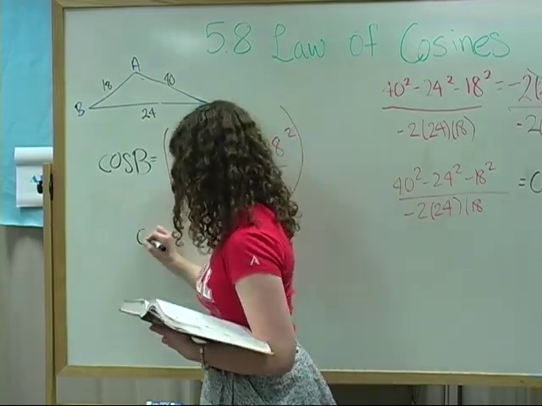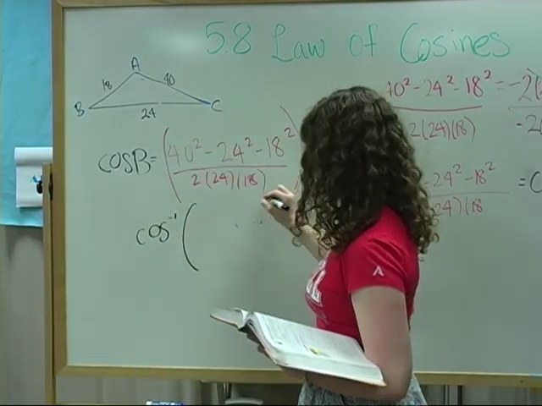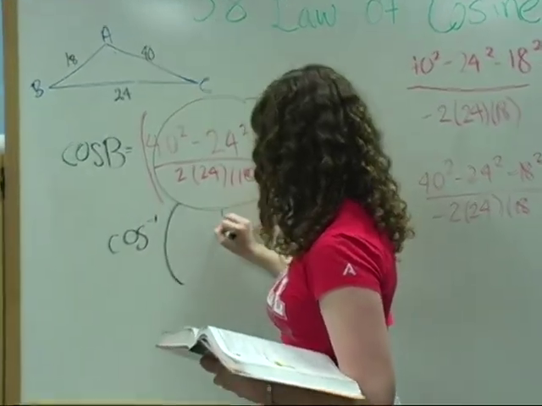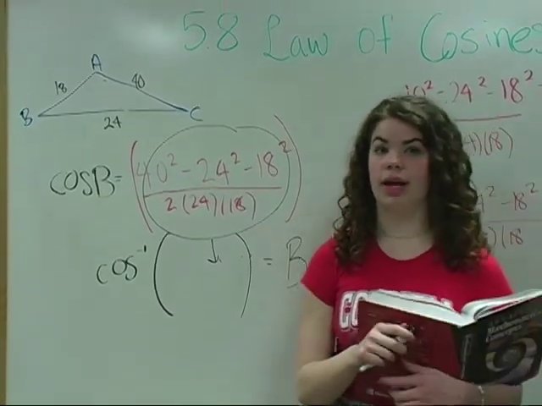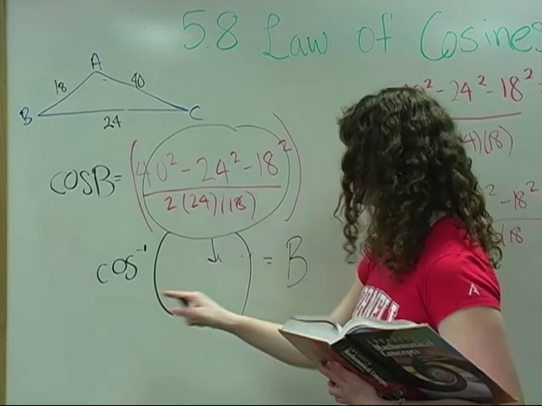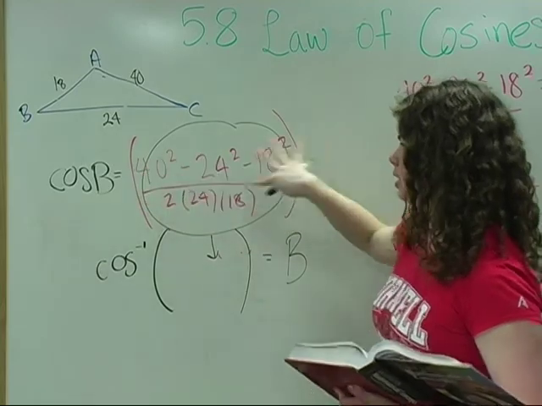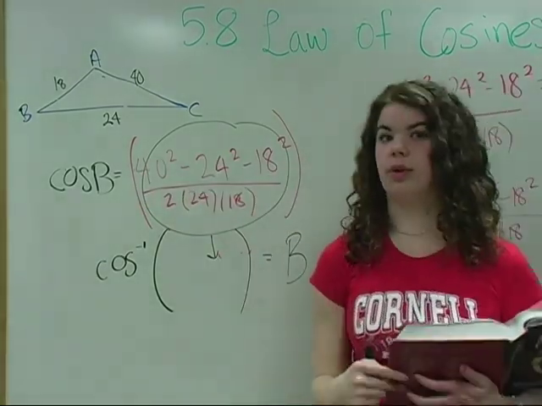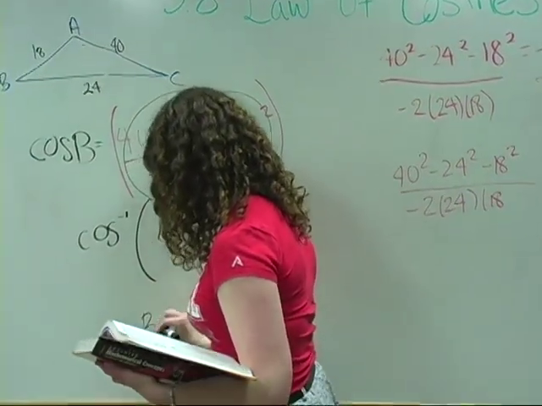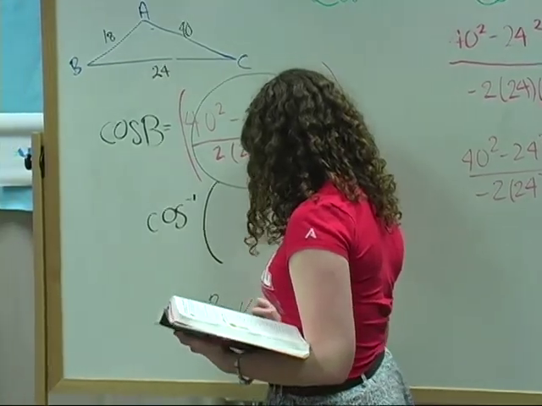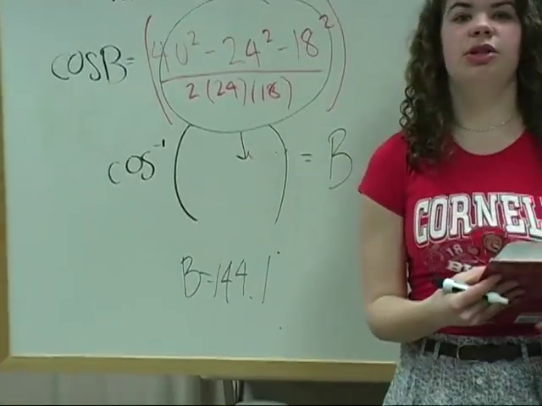So now if we take cosine -1 of this entire number, so all of this information right here, we get what b is, and that is plugged into your calculator. So you click second cosine, and you'll get cosine to the -1. You put in this entire number in here, and that will give you the measure of angle b. And the measure of angle b turns out to be 144.1 degrees. And that's the measure of angle b.